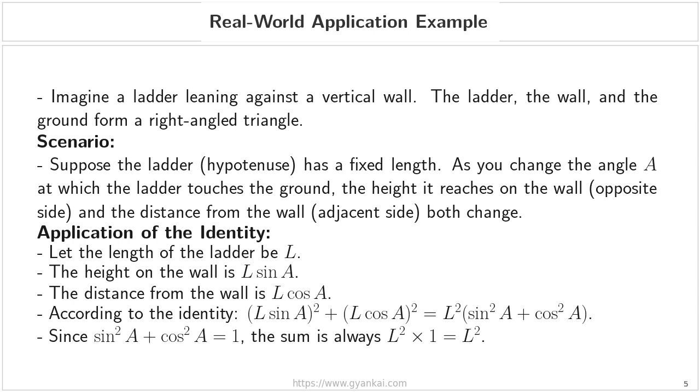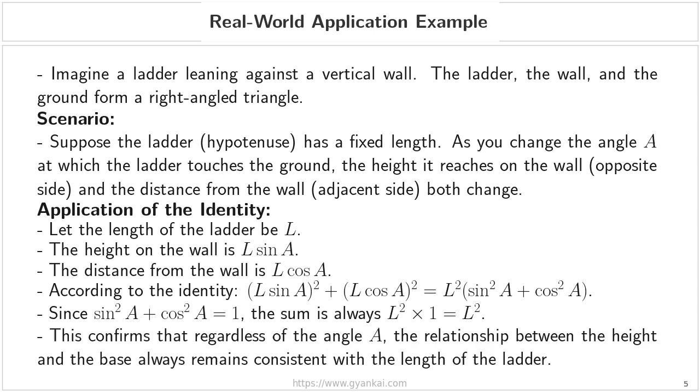Now, remember the identity we derived in the previous slides. We know that sine squared of angle A plus cosine squared of angle A is exactly equal to 1. So, our equation simplifies beautifully to L squared multiplied by 1, which is simply L squared. This confirms that no matter how much you change the angle A, the relationship between the height and the base always remains consistent with the fixed length of the ladder, squared. It's a powerful way to see that the identity isn't just a rule on paper, but a fundamental truth of geometry.